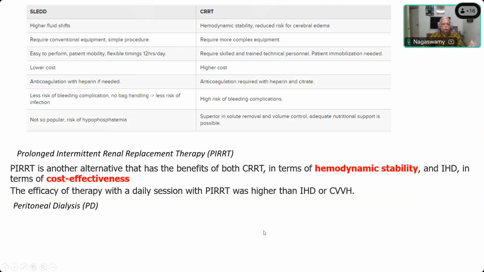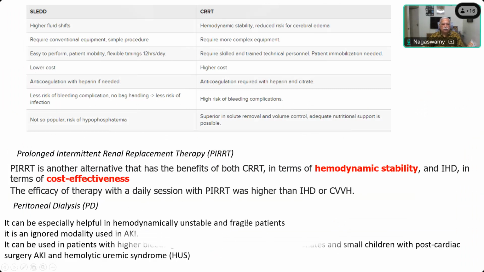Now, of course, peritoneal dialysis is another modality that is helpful in hemodynamically unstable and fragile patients. It is an ignored modality, used earlier in acute kidney injury patients. And patients with higher bleeding risk, children, especially neonates and small children, post-cardiac surgery, acute kidney injury, and hemolytic uremic syndrome are all indications for peritoneal dialysis.